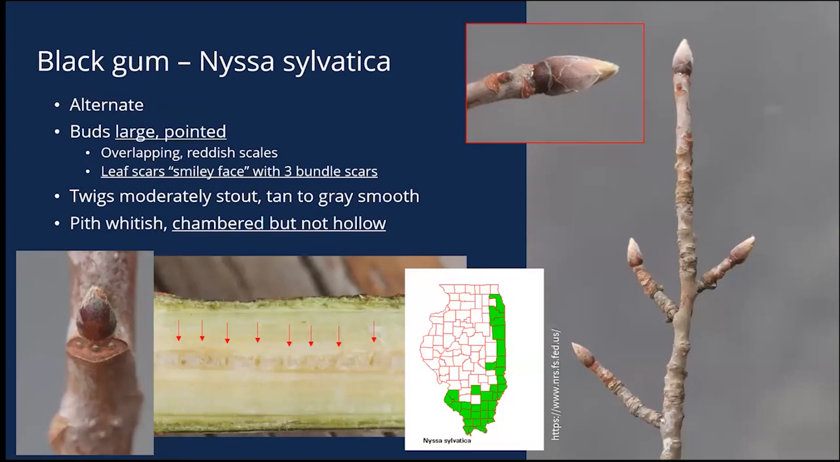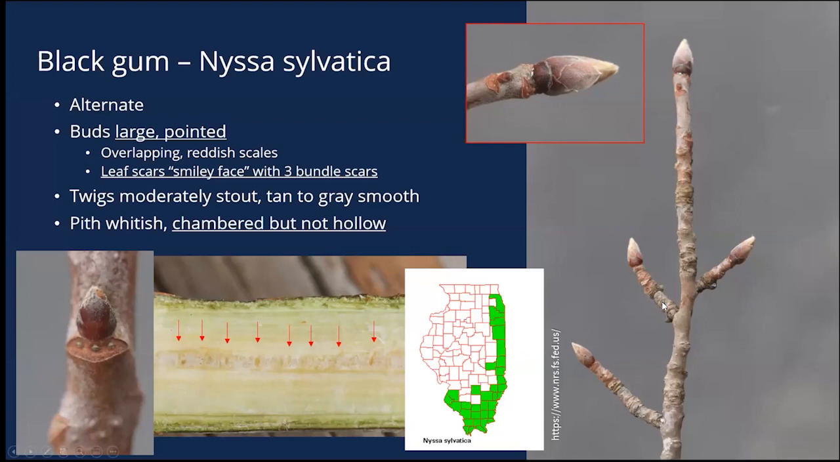Alrighty, let's talk about black gum, one of my favorite trees and one that's often misidentified because it kind of looks like everything else. But black gum has pointed, large buds with red scales. They can be somewhat hairy. The leaf scars are going to be a smiley face underneath of the buds, and it's going to have 3 bundle scars in it, and that really, to me, jumps out to you. You can see that on the bottom of the lower left.